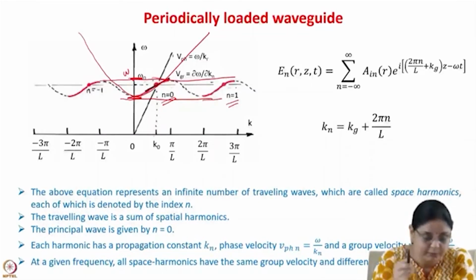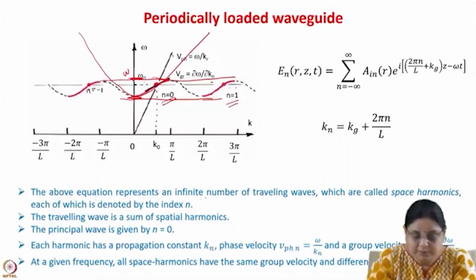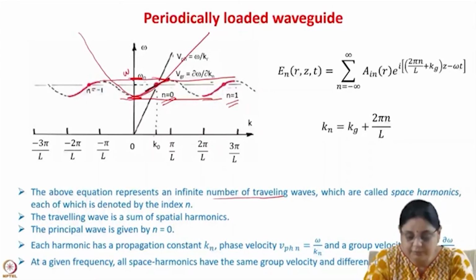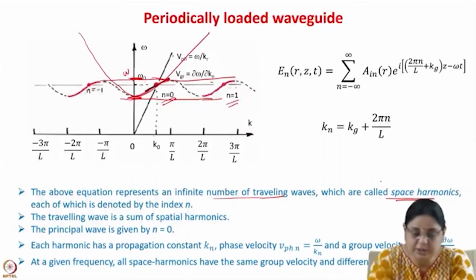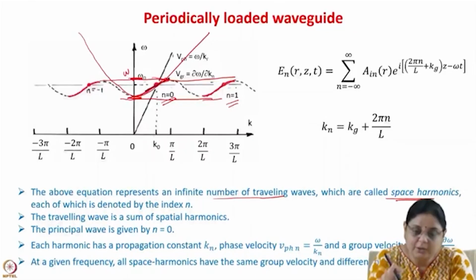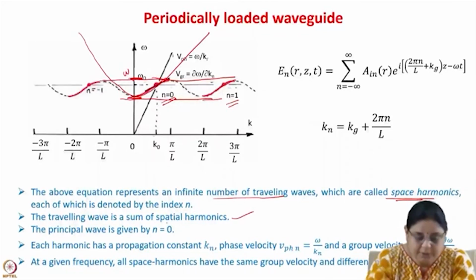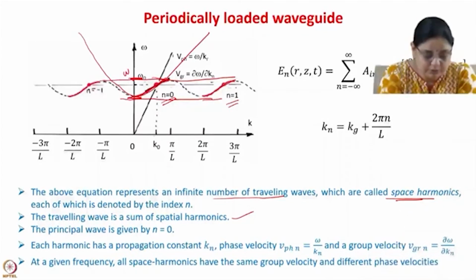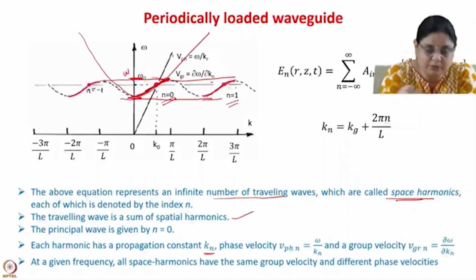Okay, so the waves now will propagate in only a narrow band of frequency, which is known as the pass band. Okay, so the above equation represents an infinite number of traveling waves which are known as space harmonics. Each of these waves is known as a space harmonic, and each of them is denoted by the index n. The traveling wave inside the periodically loaded waveguide is the sum of all the spatial harmonics. The principal wave is given by n is equal to 0. Each harmonic has a propagation constant Kn. So there is a propagation constant Kn associated with each of the harmonics.